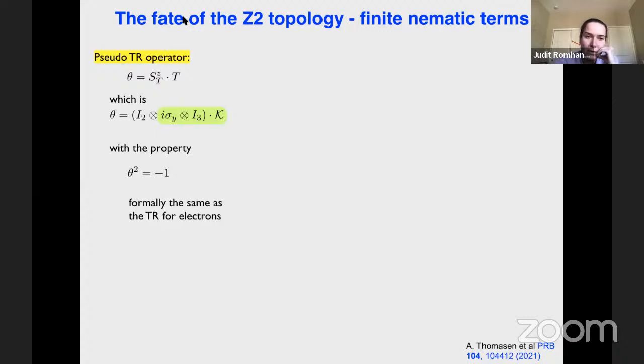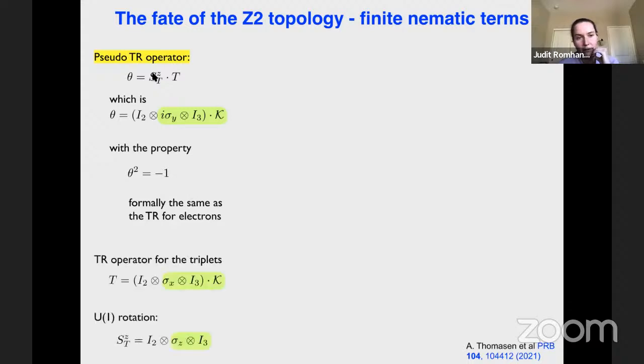So we can also devise this pseudo time reversal operator that will square to -1, and it can formally take the role of the time reversal operator that was the time reversal operator for the electrons. And this is a symmetry that has the potential to save this Z2 topology. How one can write this up is practically the U1 symmetry times the original physical time reversal symmetry.